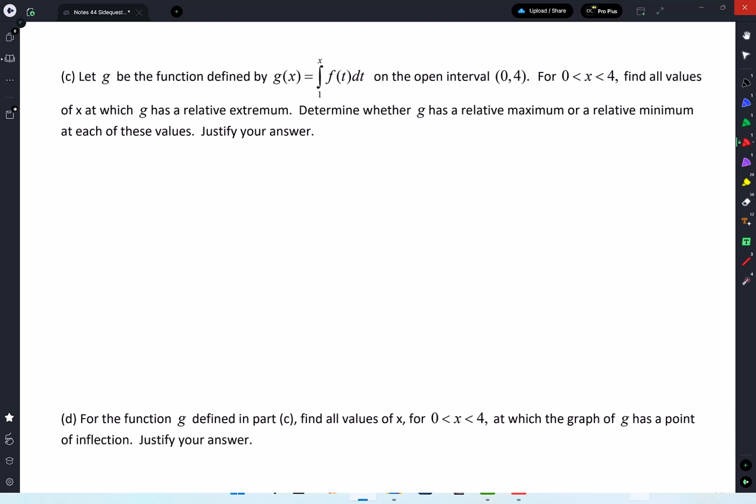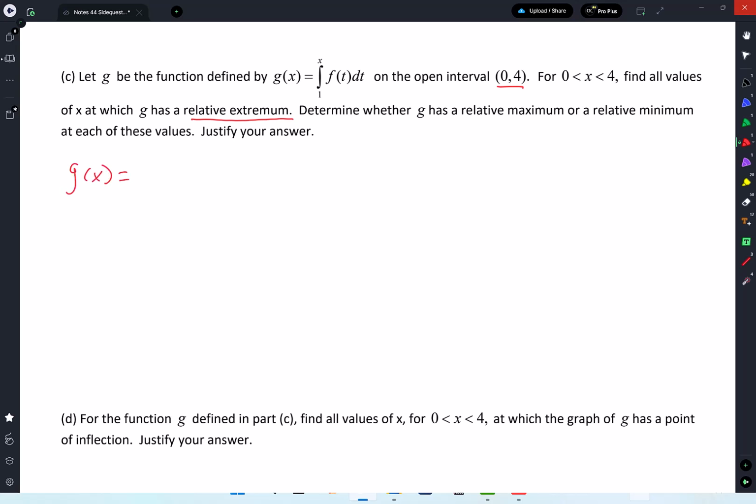All right, let g be the function defined by this integral. Notice you have a variable on the top and a constant on the bottom, f of t dt, on the open interval 0 to 4. Between 0 and 4, find all values of x at which g has a relative extremum. That means max or min. Determine whether g has a relative max or relative min at each of these values. Justify your answer.